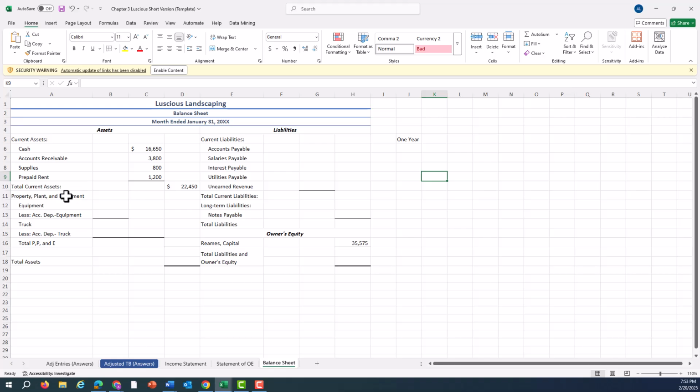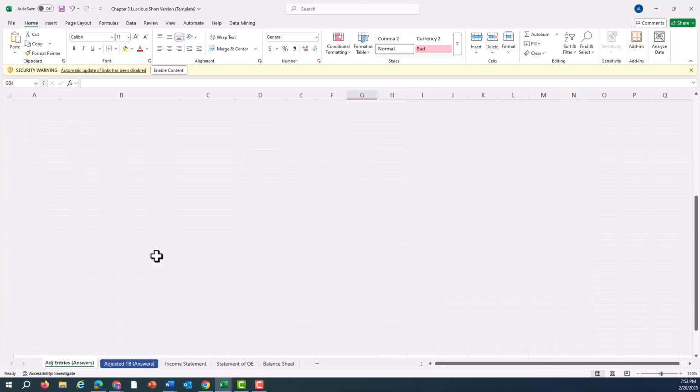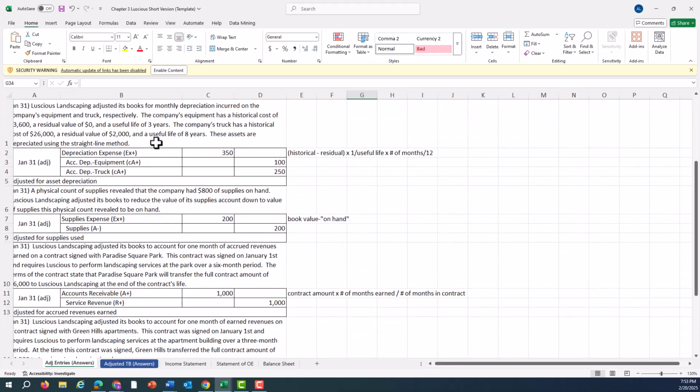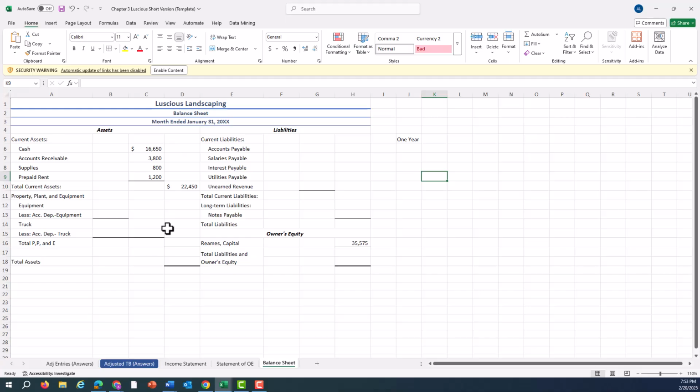Down here, we have our non-current assets, or if you will, our PP&E, property, plant, and equipment. These are things that we're going to use to help us generate revenue for a period of more than 1 year. Going way back to the very first entry we did, we said we were going to use the equipment for 3 years and the truck for 8 years. Well, that's not within a year, so those are long term.